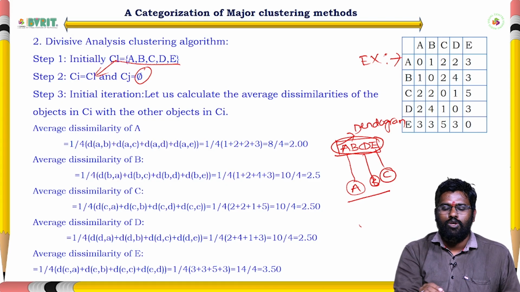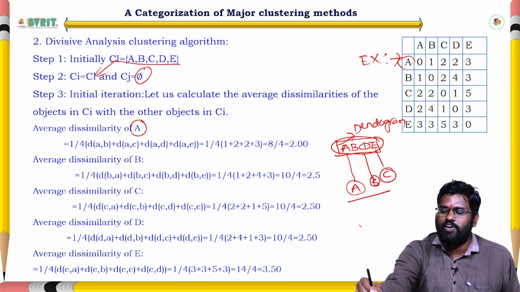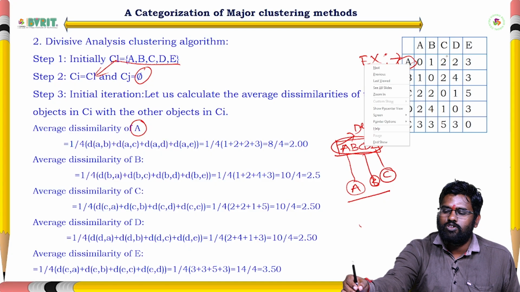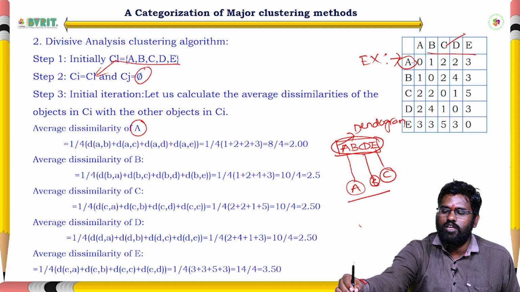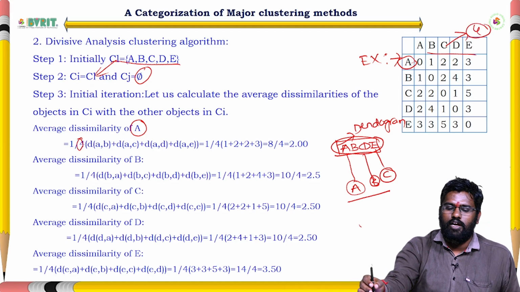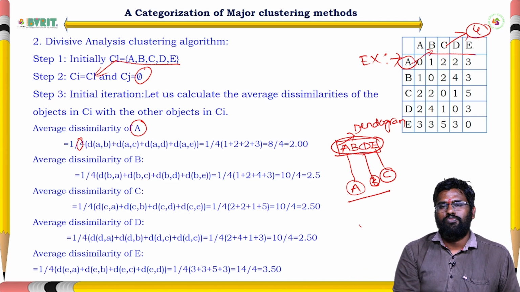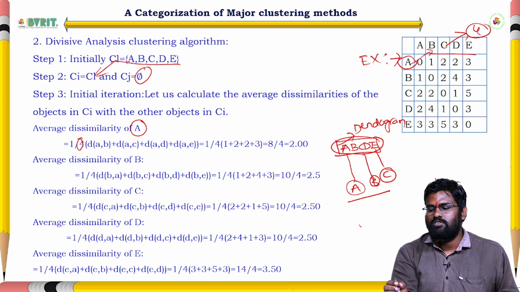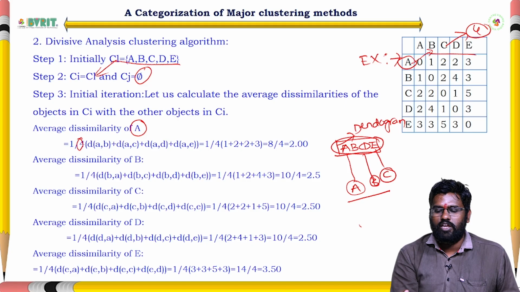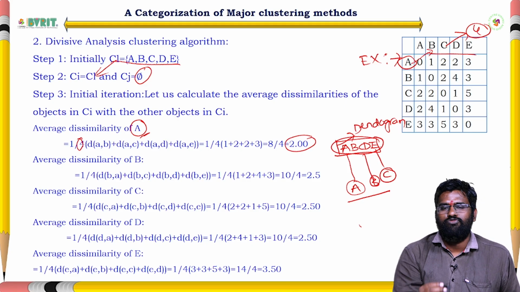For example, the average dissimilarity of A: we are calculating for A, so we don't count A. The other remaining variables are B, C, D, E, a total of 4 variables. So 1 divided by 4 into the distance of A to B, then A to C, then A to D and A to E. A to B distance is 1, plus A to C distance 2, plus 3, and so on, divided by 4, so that is 2.0. That is the average dissimilarity of A.